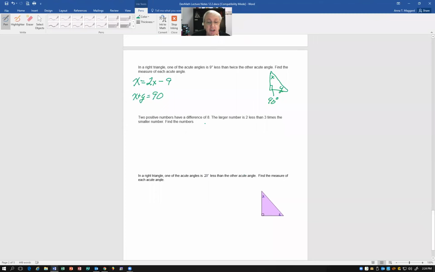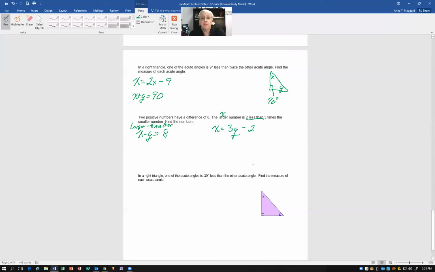Two positive numbers have a difference of 8. So when I subtract them, I get 8. Now, look at what happened here. They're positive numbers. When I subtract them, I get 8. The way I wrote this, which one is larger? Because I get a positive answer, this is the larger one, right? Larger minus smaller. So x is the larger number. The larger number is 2 less than, subtracting 2, 3 times the smaller.